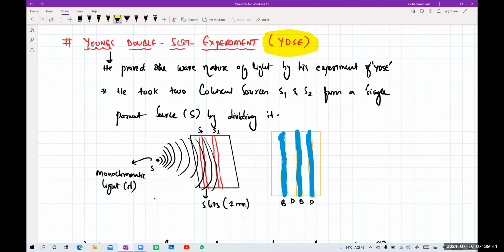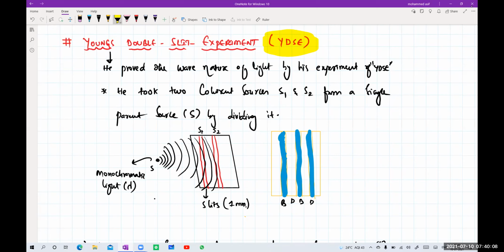So Young developed an experiment to prove that light has a wave nature. He proved the wave nature of light by his experiment called YDSE. In this, he took two coherent sources S1 and S2 from a single parent source. He took a single monochromatic light of wavelength lambda, and in front of it he kept a cardboard, in which two pinholes have been made.